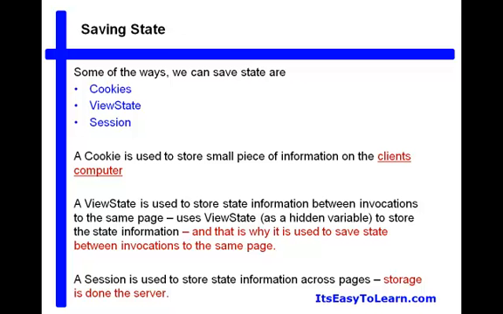The three important state mechanisms in ASP.NET: cookies, view state and the session. The main differentiator is where the state information is stored. In cookies it is stored on the client's computer. On the session it is stored on the server. And using view state it is stored in the hidden variable that is sent with each request and response.